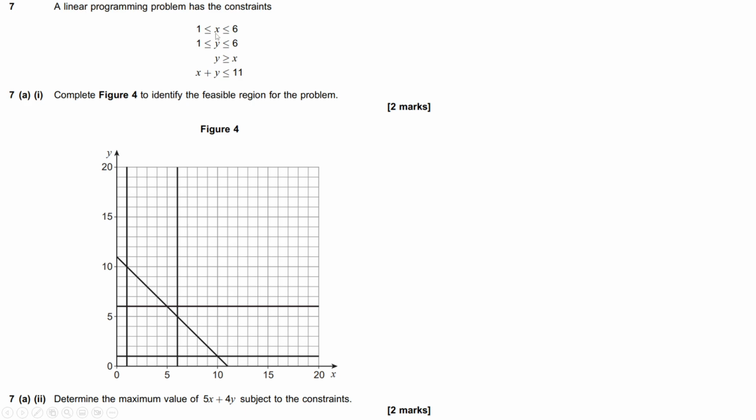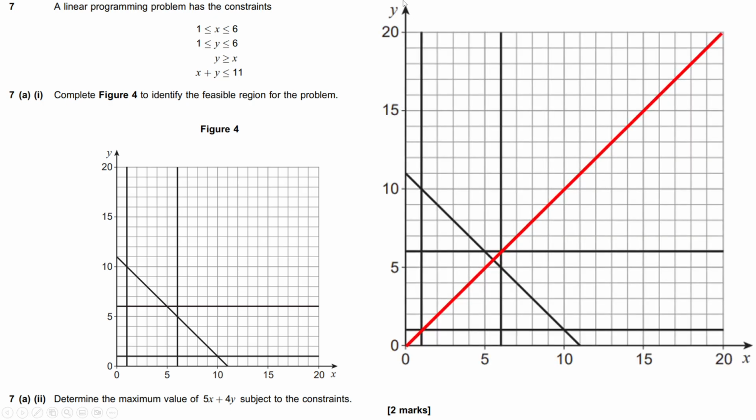Linear programming now. Okay, we're just sketching these equations on here, I think. So just sketch on whatever's there. I've redrawn it here and then I've enlarged it a little bit. I'll just go ahead and explain my reasoning. So x is between 1 and 6. So let's put x equals 1 and then x equals 6 here.